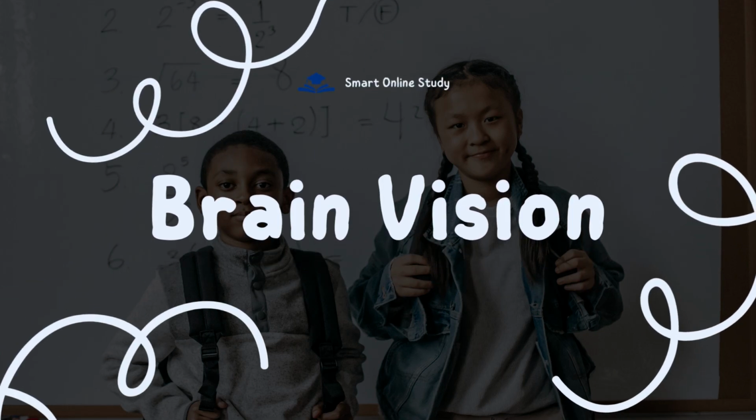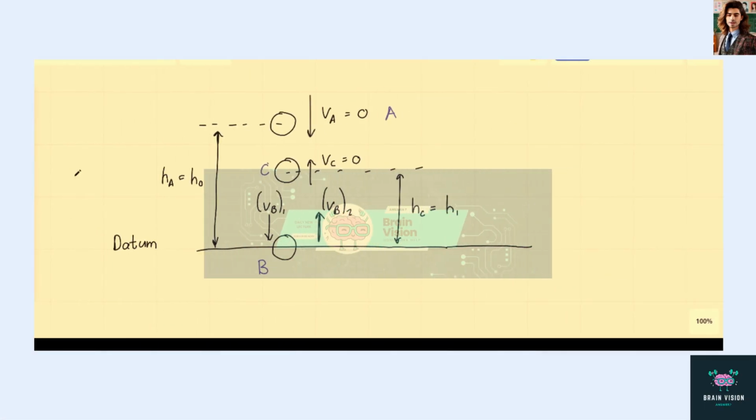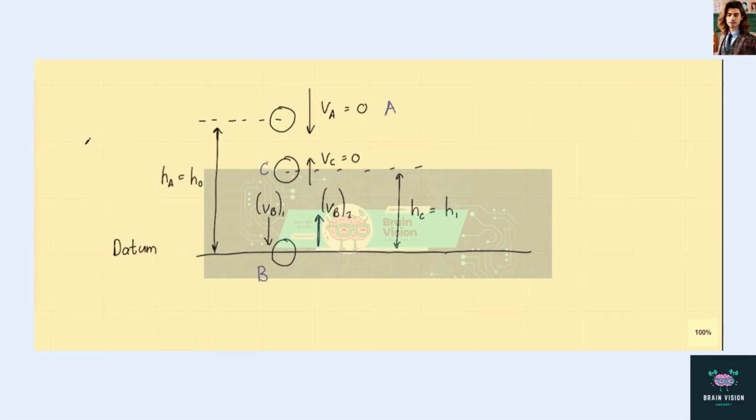Welcome to Brain Vision. In this problem, seeing our diagram, we have a ball of mass m, which is dropped vertically from rest from a height of h0 above the ground. It strikes the ground and then rebounds to a new height of h1 above the ground, and we wish to calculate the coefficient of restitution between the ball and the ground.